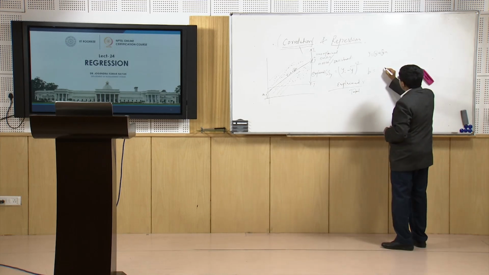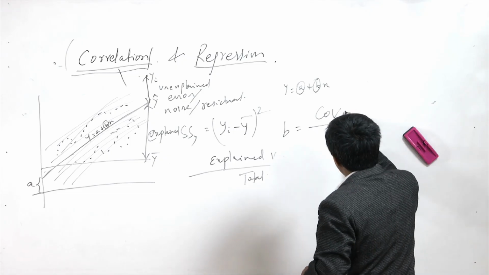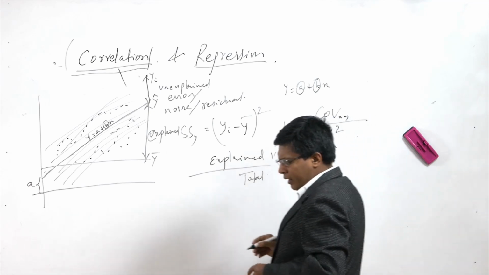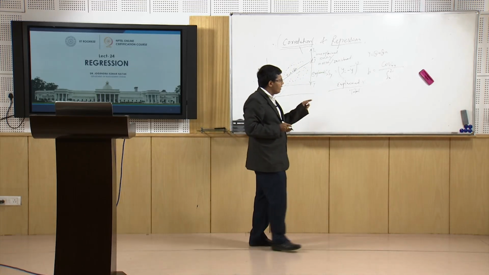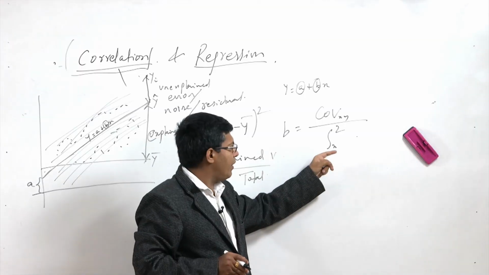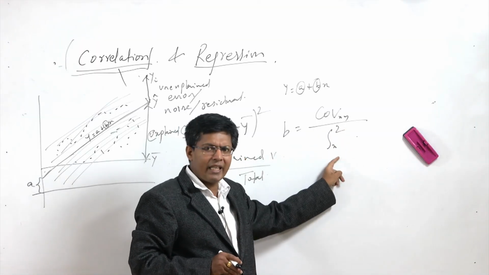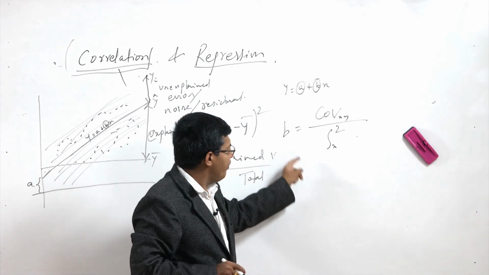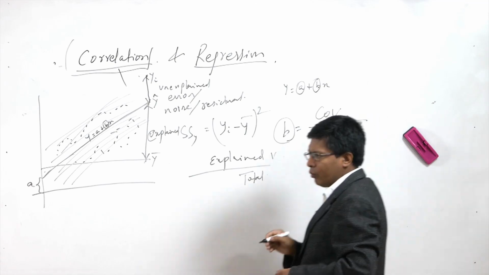B is equal to the covariance of xy divided by Sx square. Sx square is nothing but the variance in the x value, the standard deviation squared of x, which is the independent variable. Now, if we take this, we will get the slope, the B value.